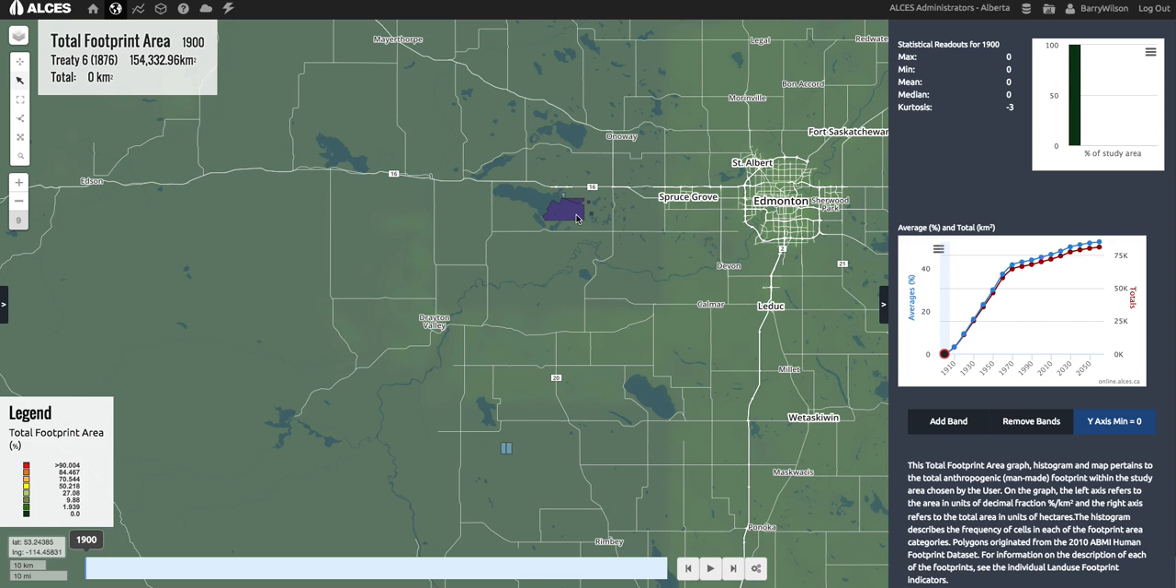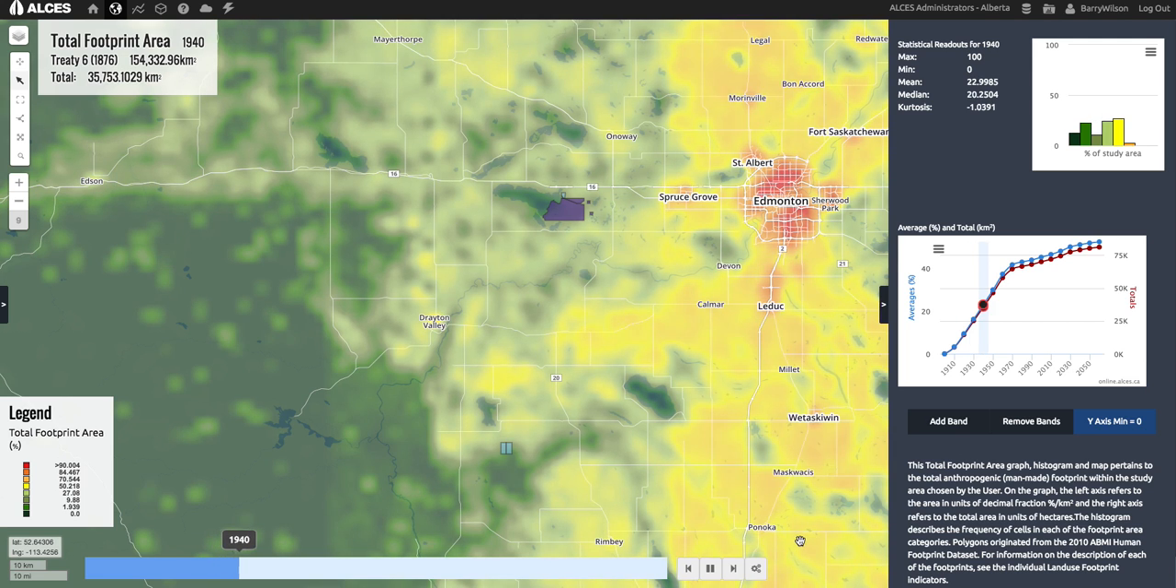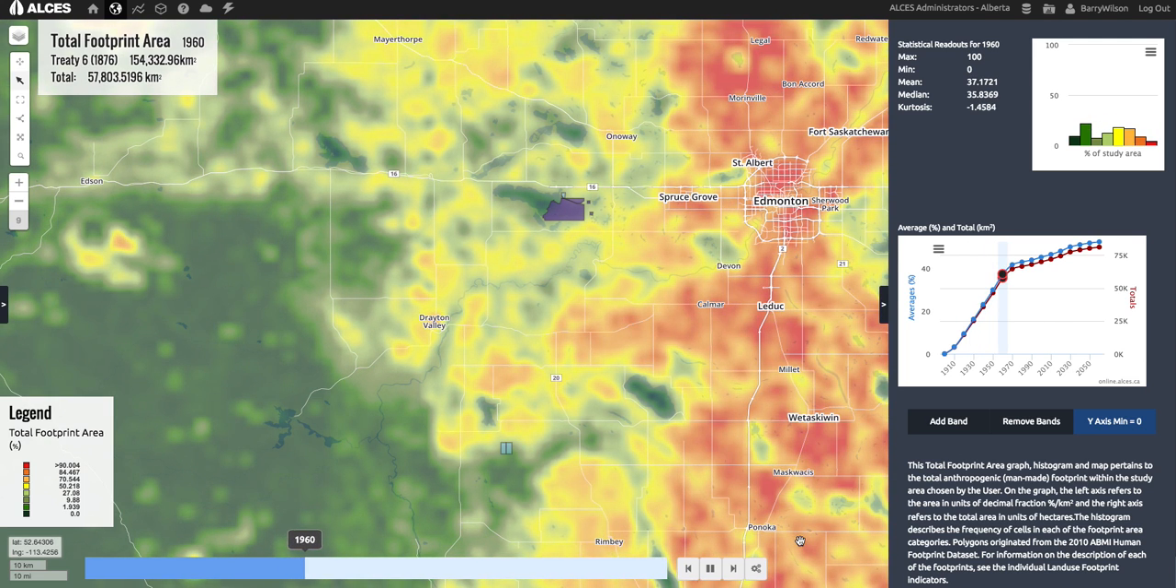We can see up here, this is the Wabamun Reserve right here, adjacent to Lake Wabamun, and then the Buck Lake Reserve down here. So I'm going to start off by starting at 1900, and you can see that most of the area there's no footprint. But as we play this scenario out, you can follow the timeline, 1920, 1930. We see the increase in land use development.